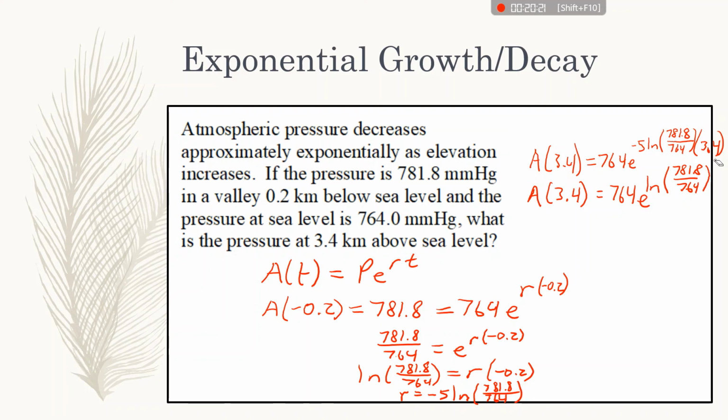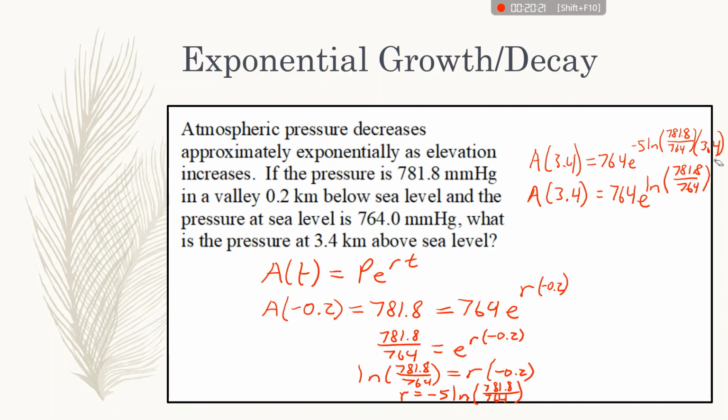Any questions on what we did? Okay. Assuming that our rate is constant, if I wanted to figure out what our rate of change was at 3.4 kilometers, so how fast is the pressure decreasing at 3.4 kilometers, we could derive this equation. So I'm going to get a general form first here. When I derive this general form, I would get dA over dt is equal to my pressure I have at sea level.